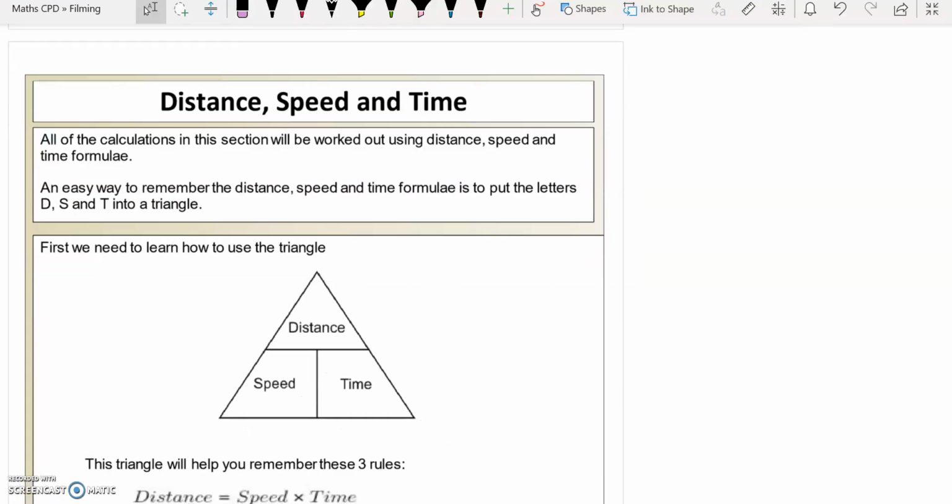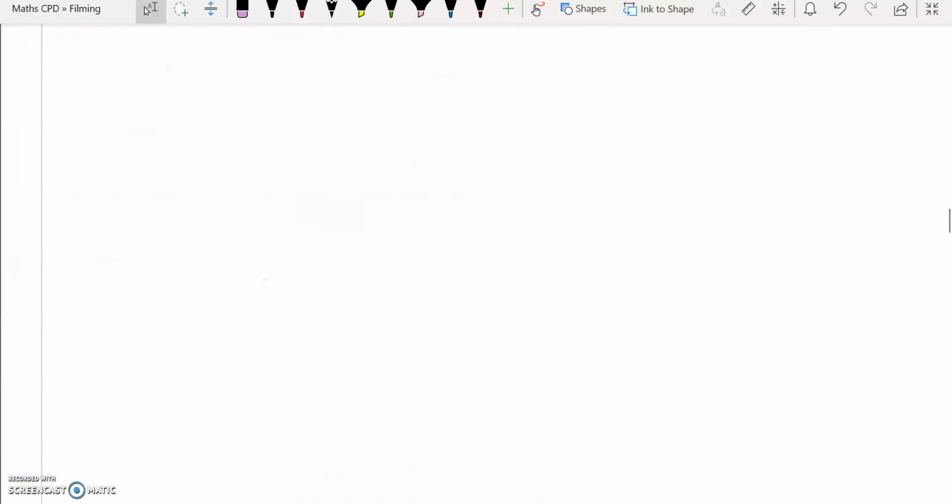In this video, we're going to have a look at distance, speed, and time. Before we do that, I just want to talk about a few ideas. I want to talk about this speed here, 40 miles per hour, and what that actually means.